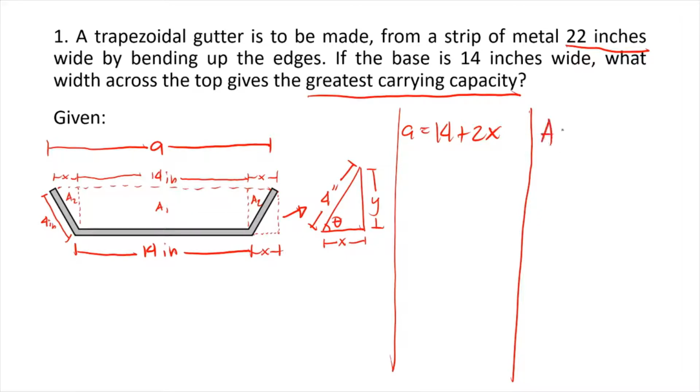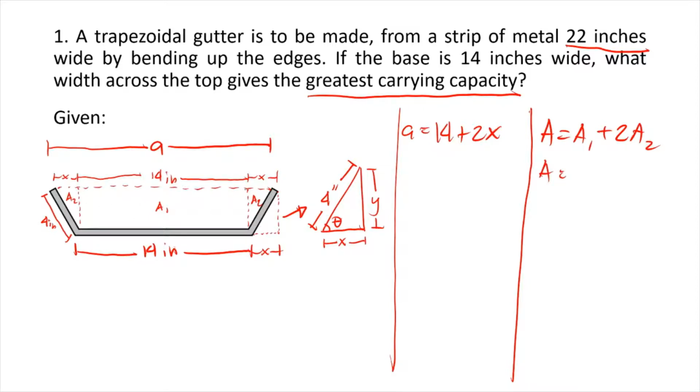So total area of the trapezoid is equal to A1. A1 is the area of this rectangle here, plus the area of the triangles. Since these two triangles are the same or equal in area, then we can just put twice area 2. Okay, where A1 is again the area of this rectangle here.